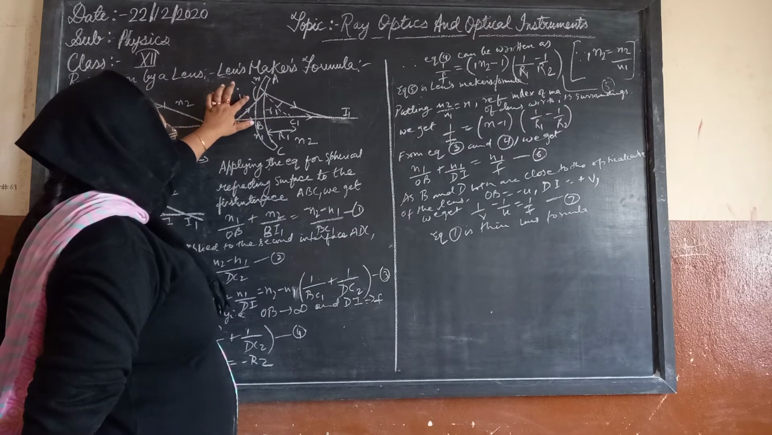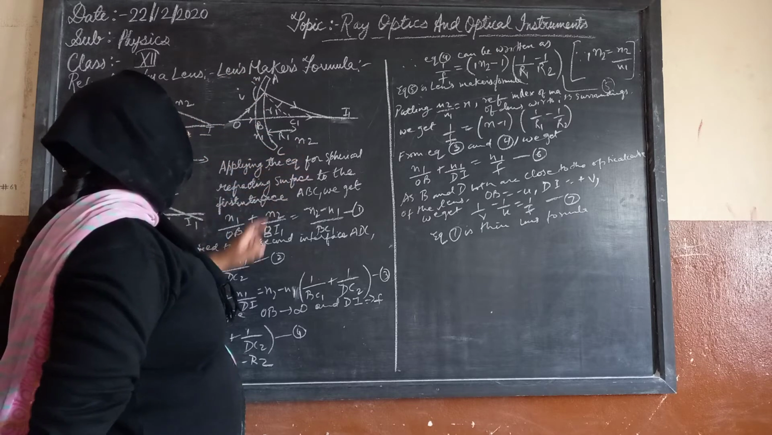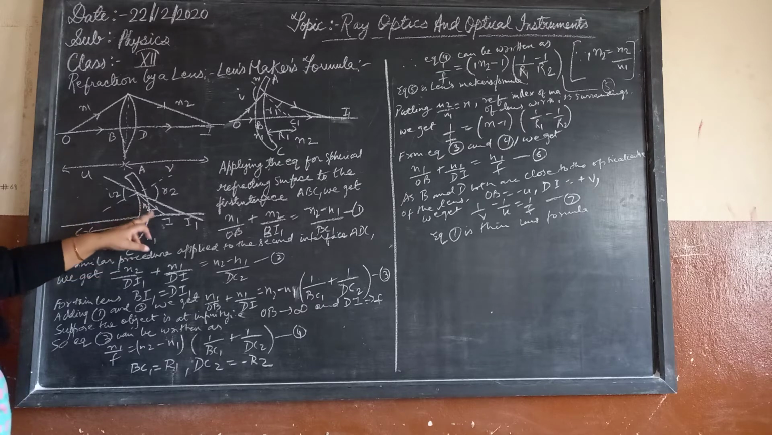Here the incident ray is given by I, this is n1 and this is n2. In this diagram we have taken C2, and this is R2 itself, forming an image at I and I1 dash. This is the incident ray I2 and here the refracted ray R2 is there.